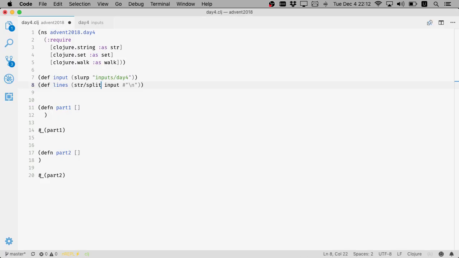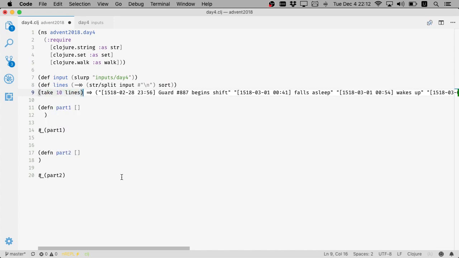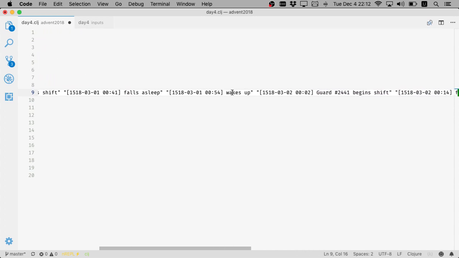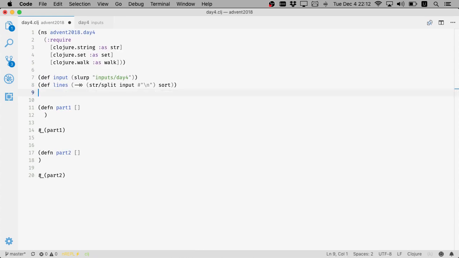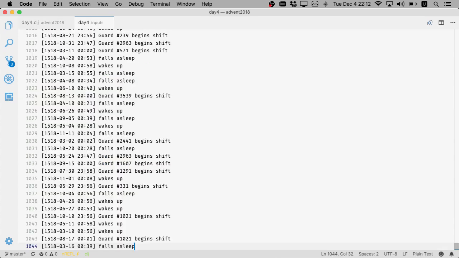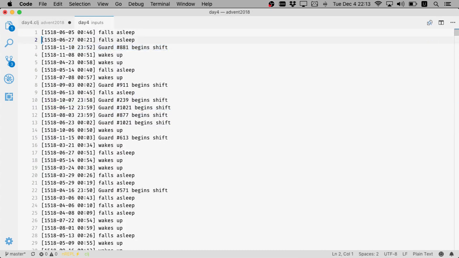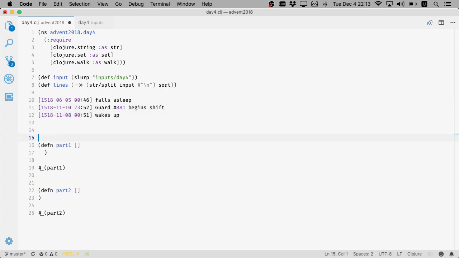So basically, sort the lines, right? Let's see. It starts here, falls asleep, wakes up, begins shift, falls asleep, wakes up. Okay, cool. Now we probably need something like parse line, right? Falls asleep and wakes up. Okay. So we'll need something like parse line.